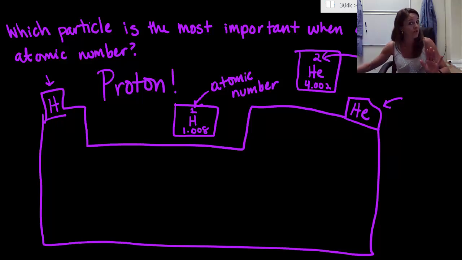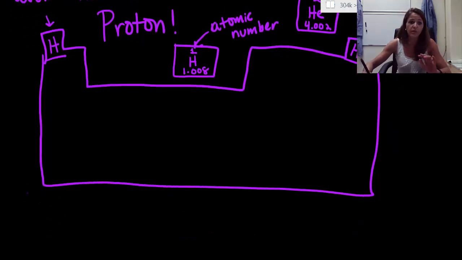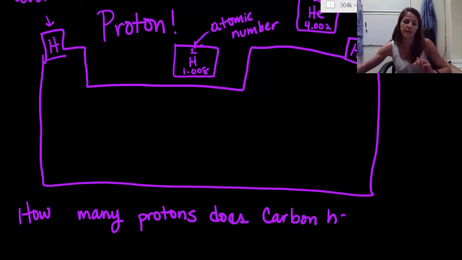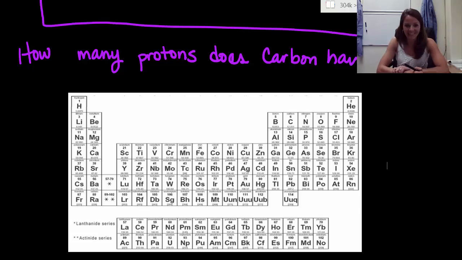So now, hopefully that makes sense, so I'm going to push you. How many protons does carbon have? So you might have to get a periodic table for it. If you don't have one, just Google one. Go. All right, did we get an answer?